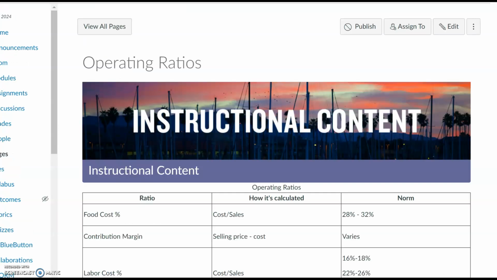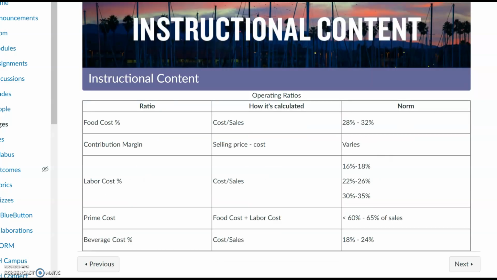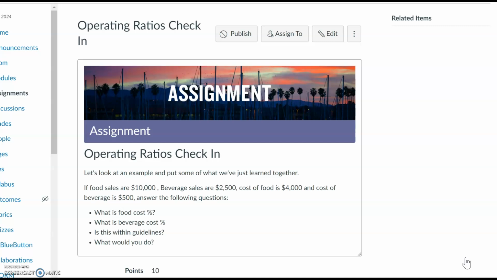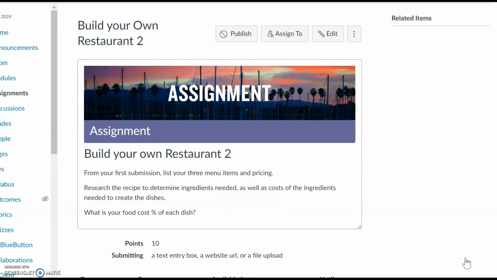I do have some instructional content on some basic operating ratios that are very similar to the rooms ones, so let me know if you have any questions on that. And then we'll check in and do a little practice on those ratios to make sure we understand it.